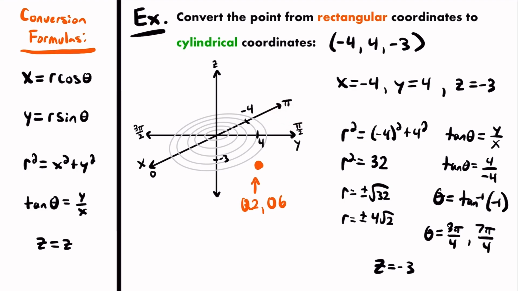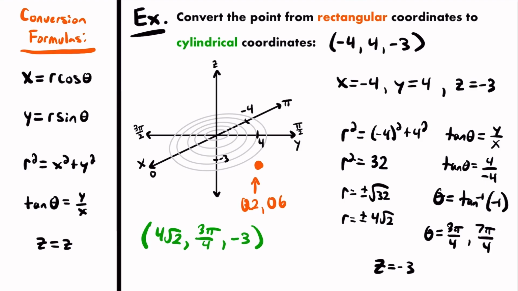And so then to accompany that, you want to pick the positive radius. That way you're not reflecting to the other side. So your cylindrical coordinates here would be positive 4 square roots of 2, and then that angle of 3 pi divided by 4, and then the z-coordinate of -3. That is one possible answer.